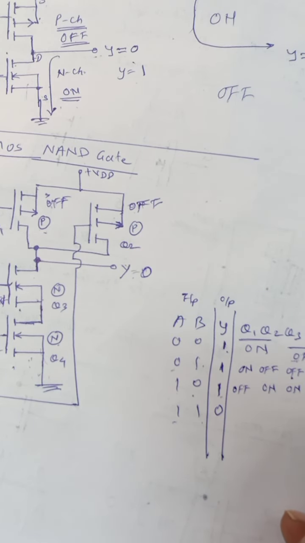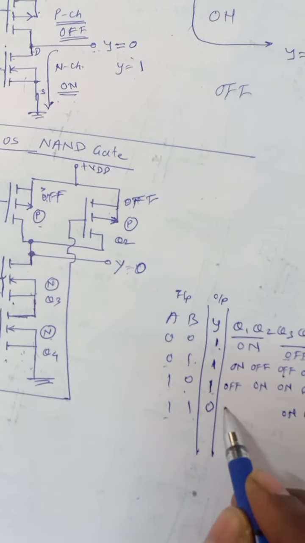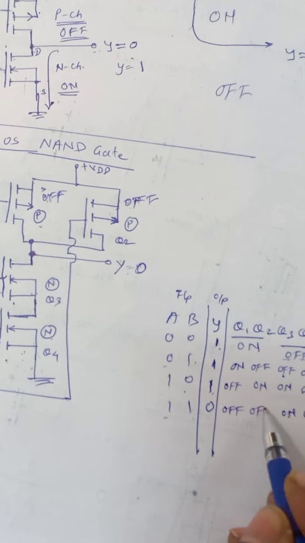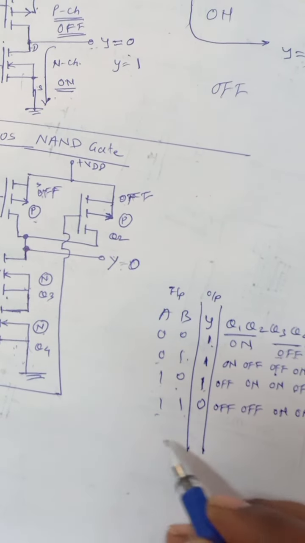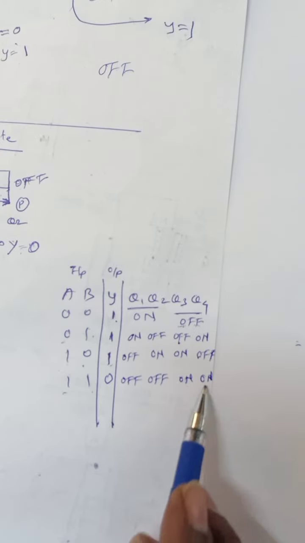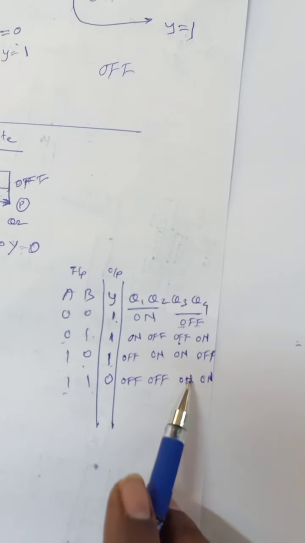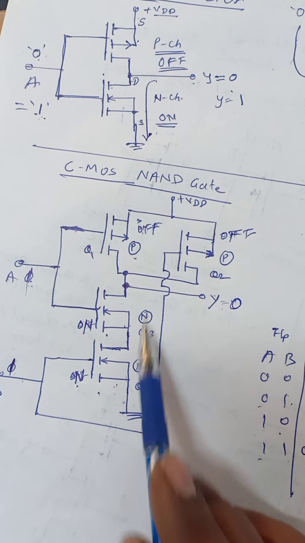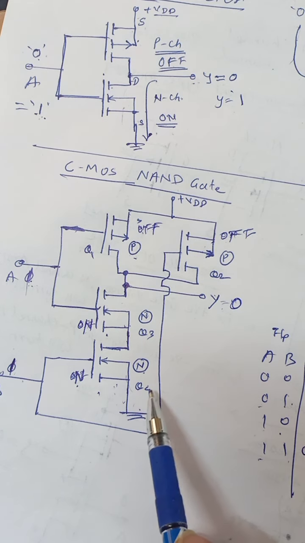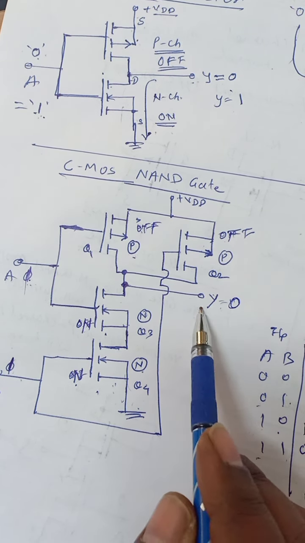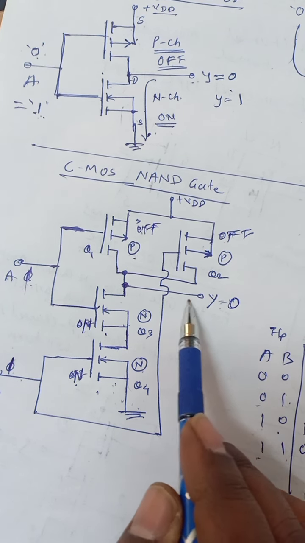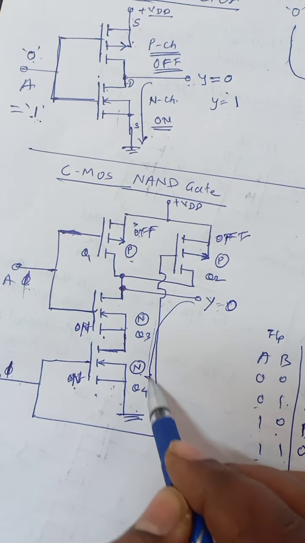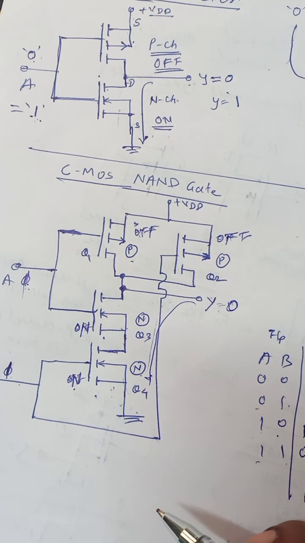So now Q3 and Q4 both will turn on and these both will turn off. Okay, so these both will turn on, these both will turn off. Because these two turn on, the current flows through them and develops the lower potential. So we'll get Y equal to 0. Maximum current flows through it, and this will drop the voltage. So this is the CMOS NAND gate.